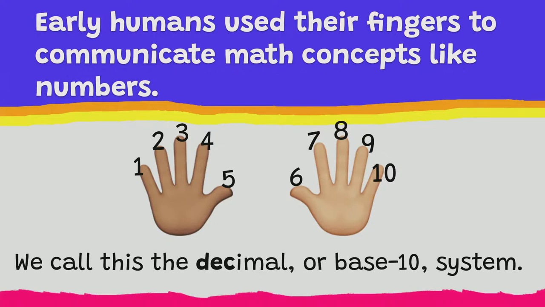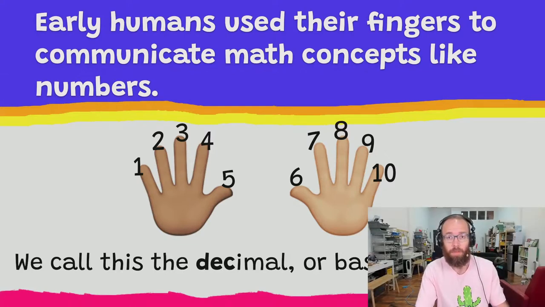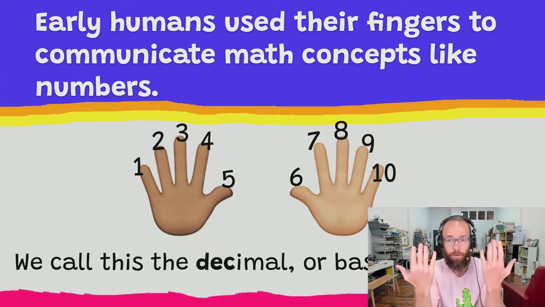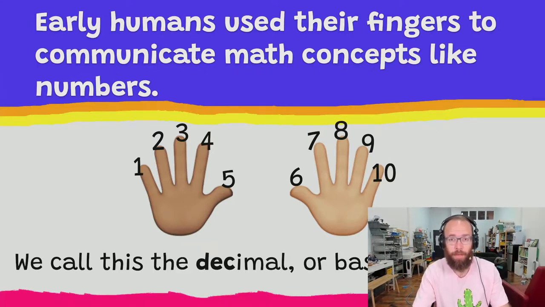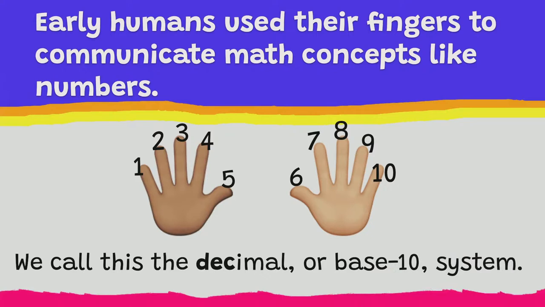So early humans communicate. Early humans used their fingers to communicate math concepts like numbers. And we communicate in tens because most people have 10 fingers. Sorry, I have cat scratches on my hands. And that system is called the decimal system, deca being the prefix there for 10. You can also call it the base 10 system.